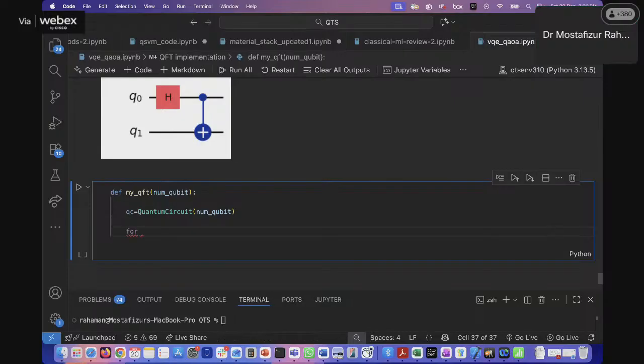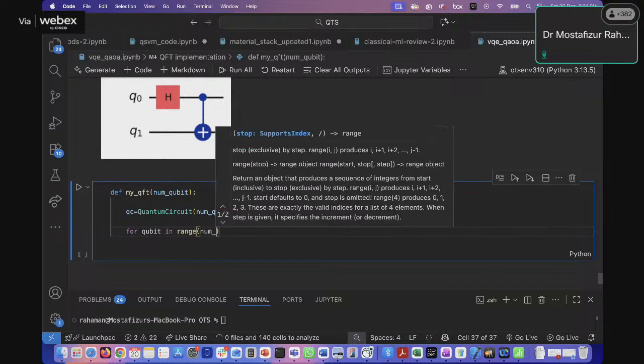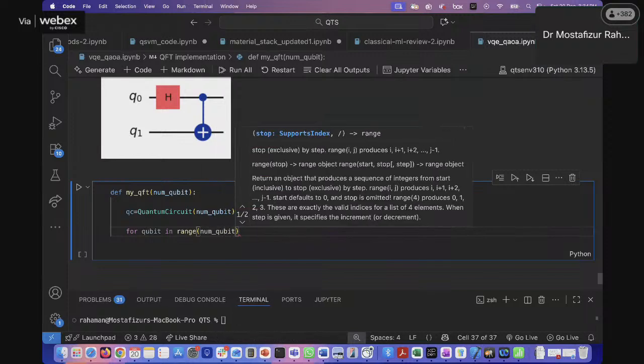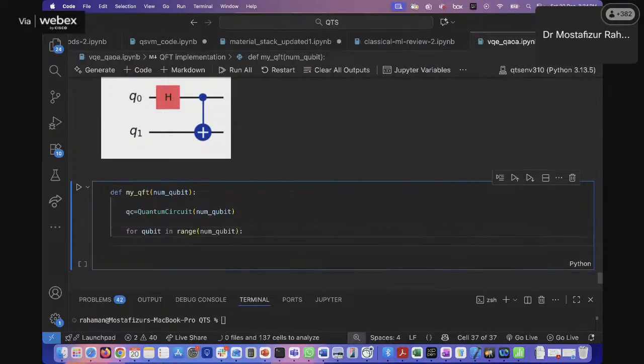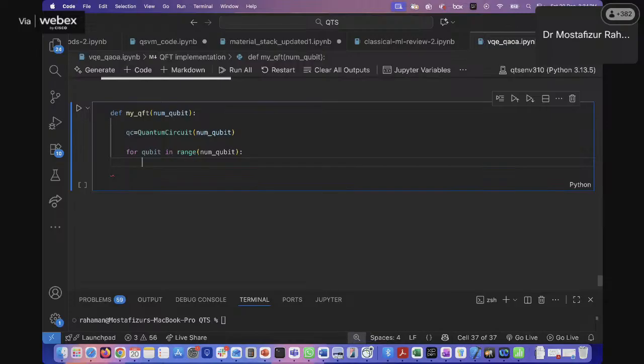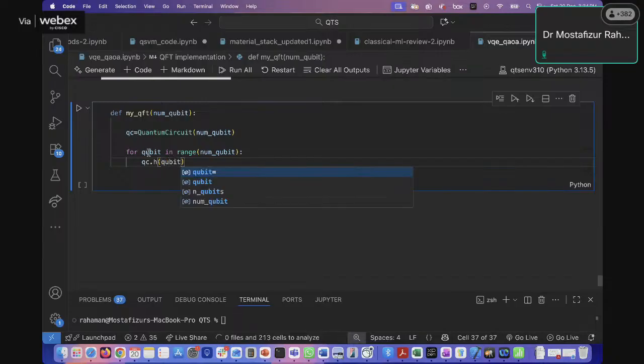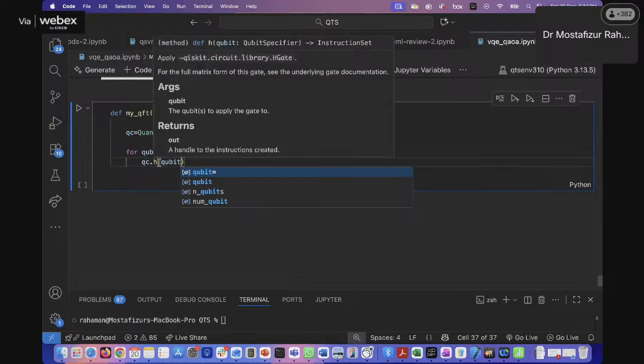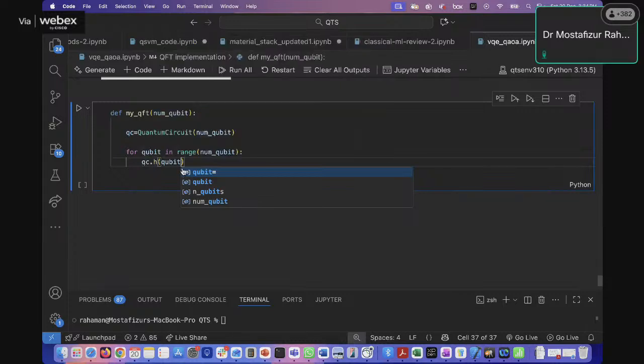For qubit in range of num qubits. I'm going slow so that you can follow me. QC.h: I'm taking a variable qubit, and that qubit can take any number in the range of num qubits. So it will take 1, 2, 3, 4, 5, 6 if you take 6 qubits, for example, and for each qubit it will apply the Hadamard first.